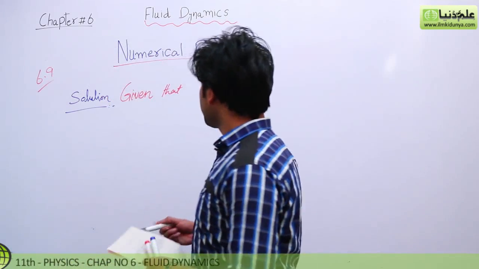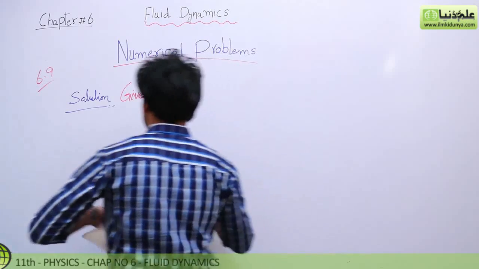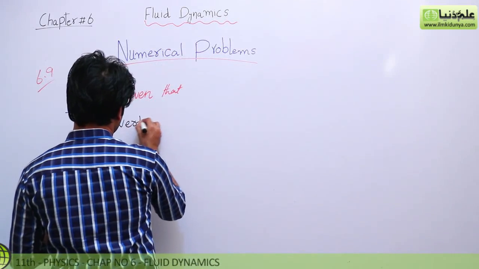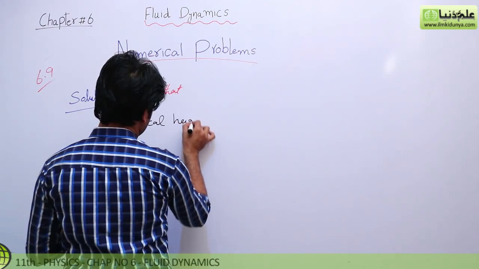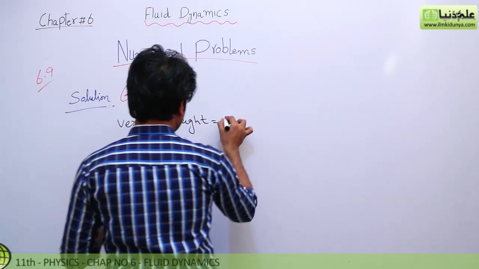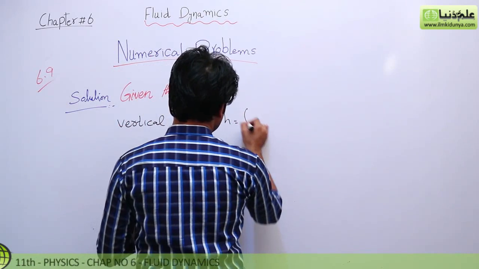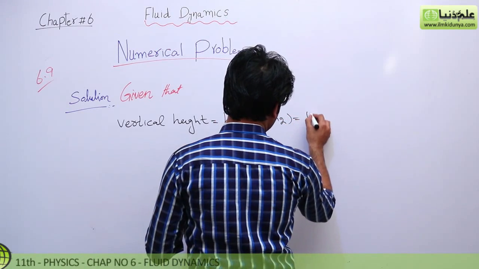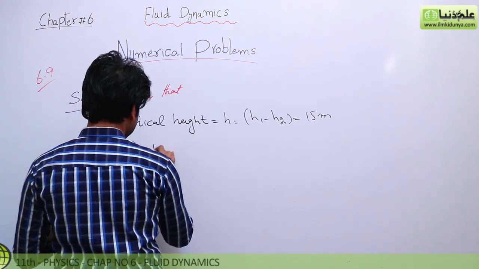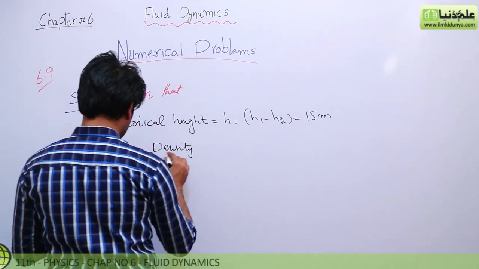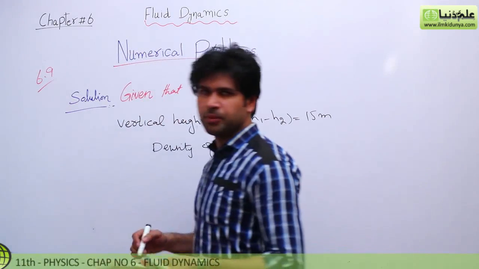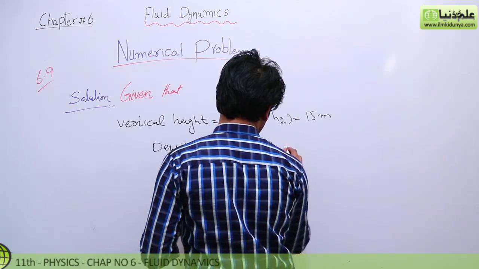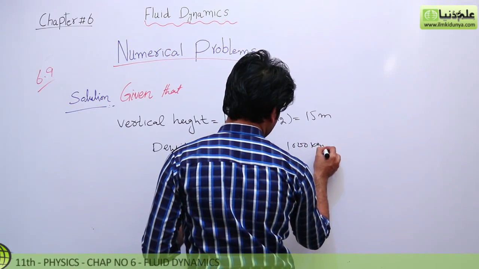So to solve this numerical problem, the given data we can write as: vertical height, which we can nominate as h, the difference of two heights, h1 minus h2, given as 15 meters. And the second thing, density of water, because this is a stream of water, and we know that the density of water is a fixed constant value, 1000 kilograms per meter cube.